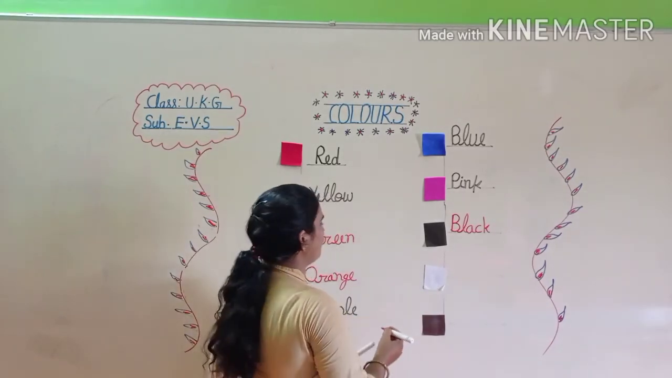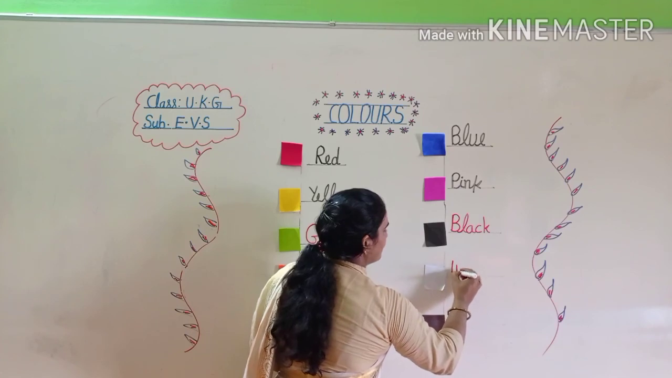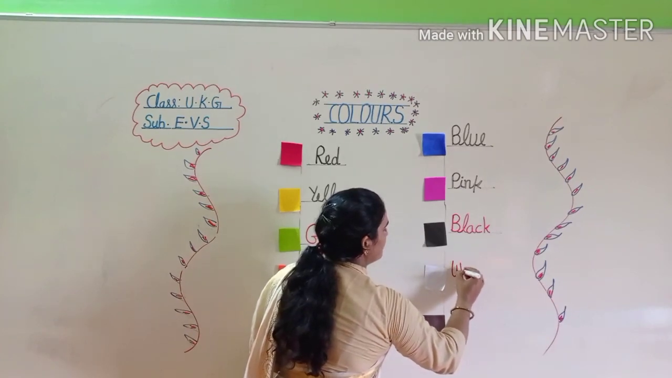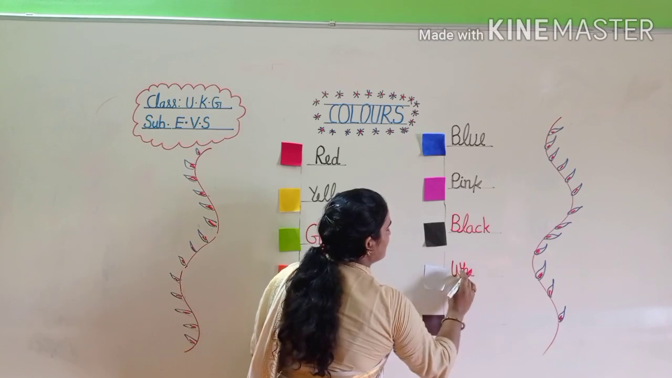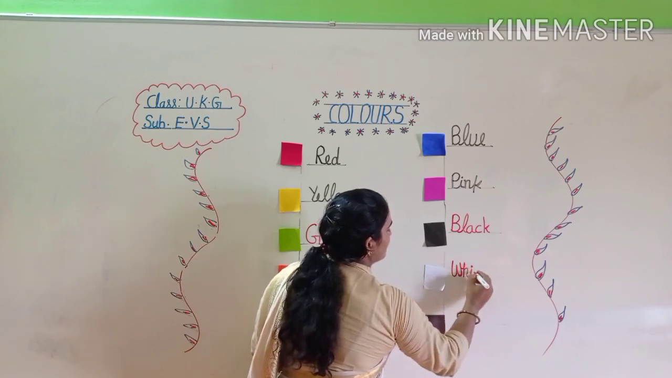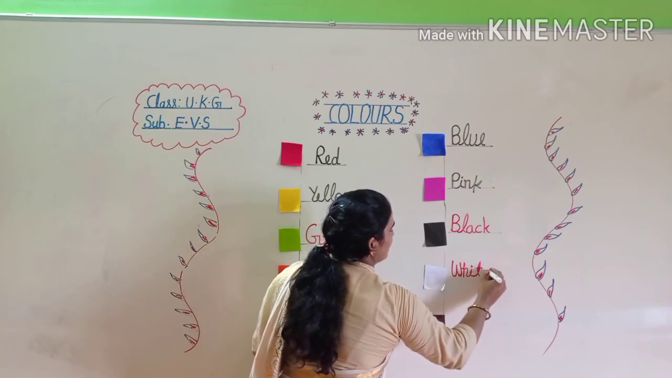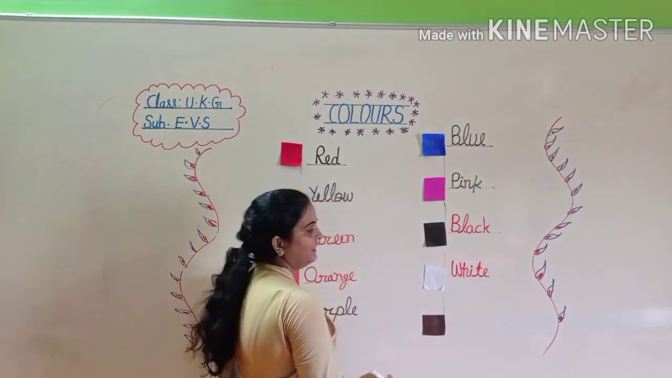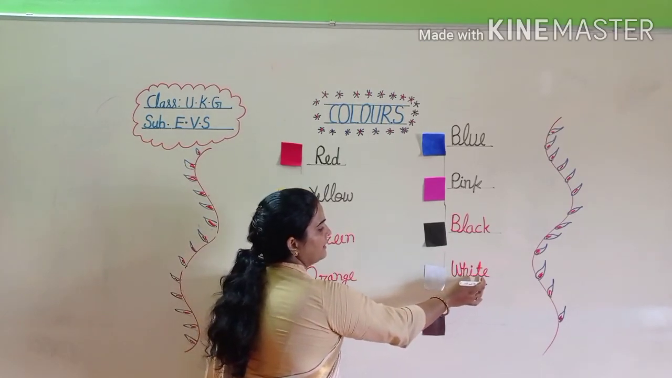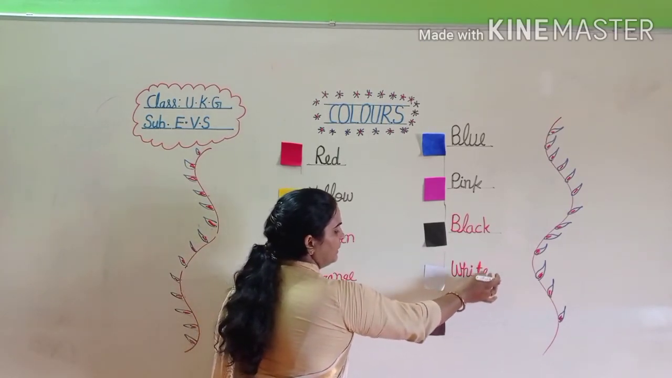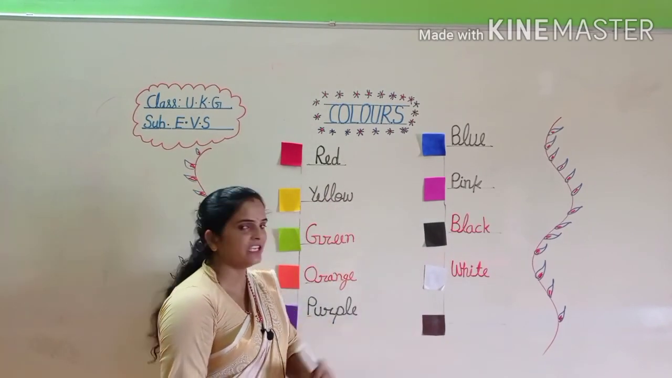The spelling of white: W, H, I, T, E. White. W H I T E. White. And which color is this?